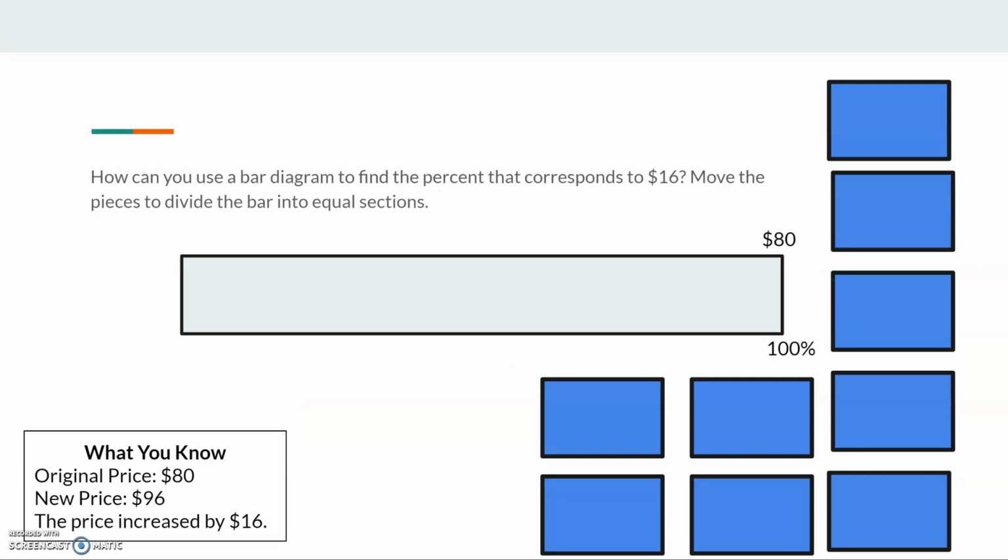All right. So how can I use a bar diagram to find a percent that corresponds to 16? We're going to move the pieces to divide the bar into equal sections. So what I know, the original price is $80. The new price is $96. And the price increase is $16. So I know that we're looking at an $80 tent, and I know that the price increases by $16. I need to figure out how many groups of 16 are in 80.